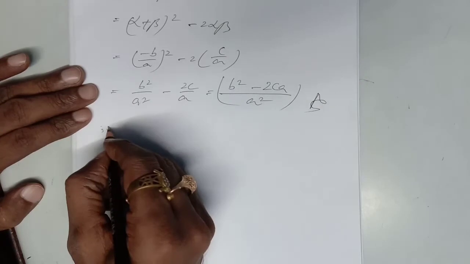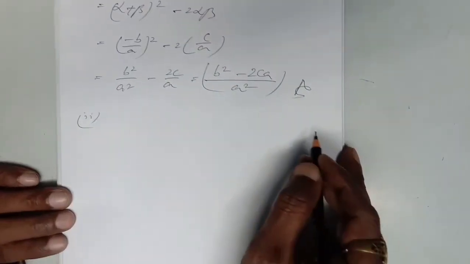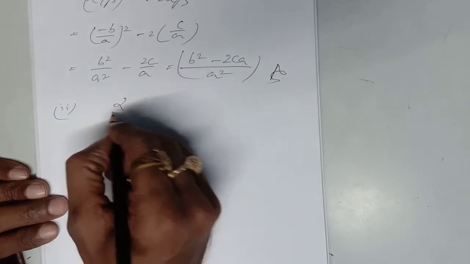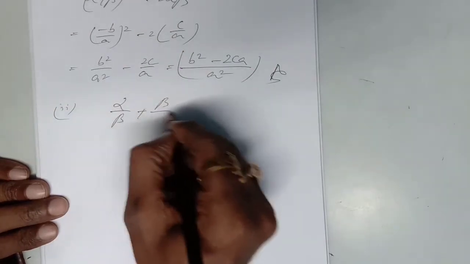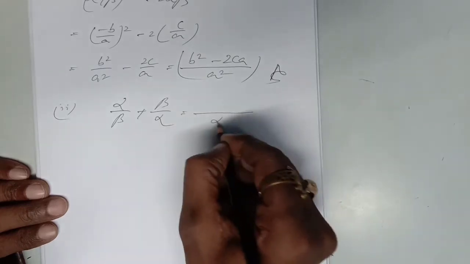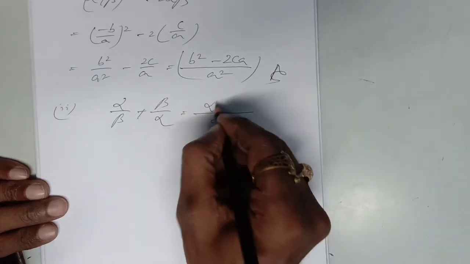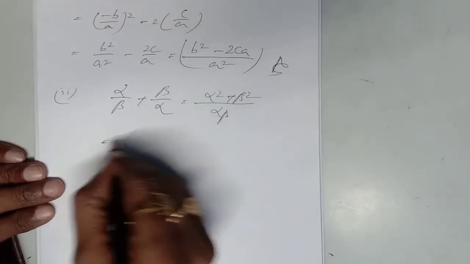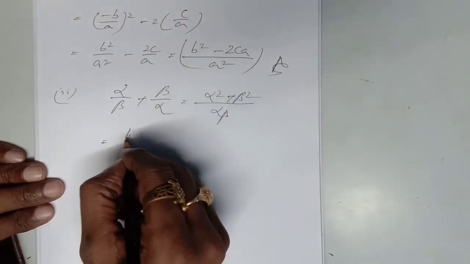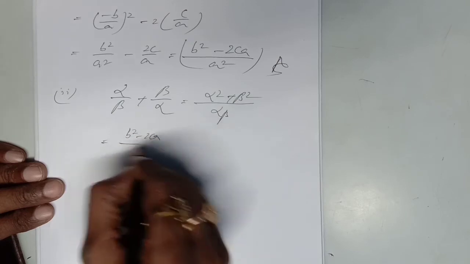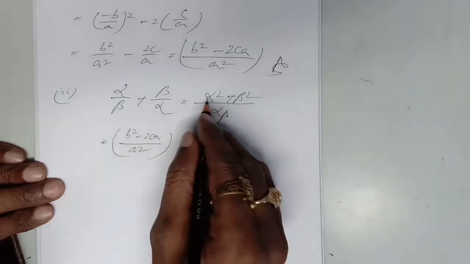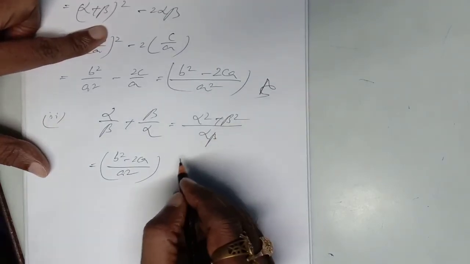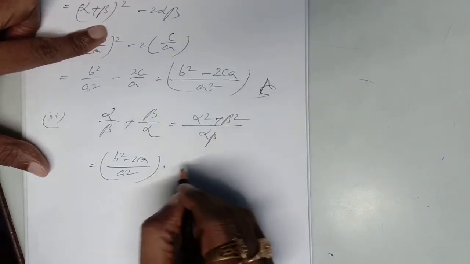See the second part. What would you find out? Second part question is given like this: alpha by beta plus beta by alpha. Just take the LCM. This will be alpha into beta. This is alpha square plus beta square. Alpha square plus beta square, how much have we already found? b square minus 2ca by a square. Put in the value of alpha square plus beta square, already found in the first part. Yes or no? Just see. And divide by alpha beta.